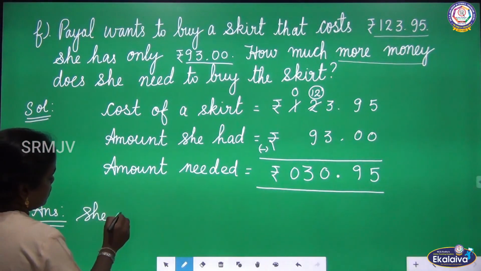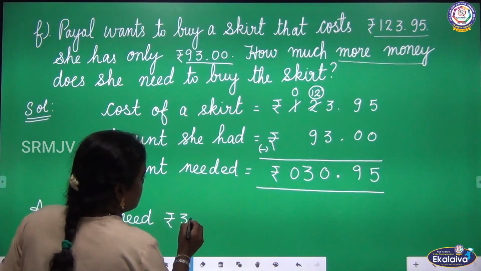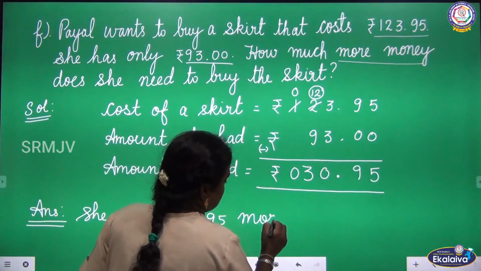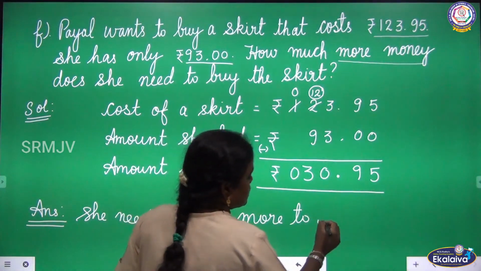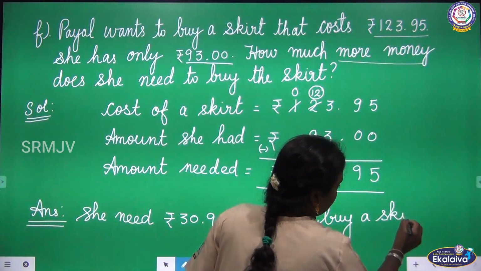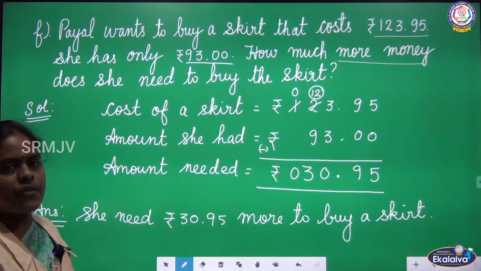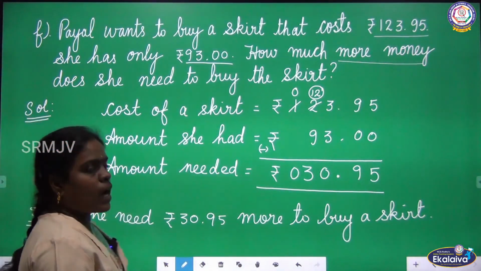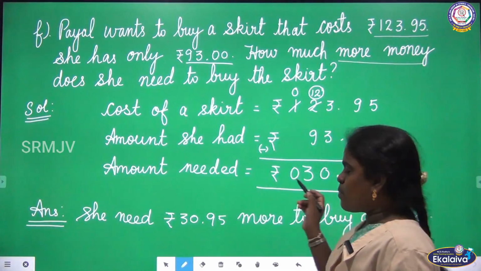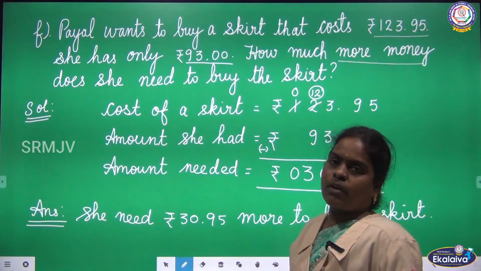She needs 30 rupees 95 paise more to buy a skirt. So by subtracting the amounts, which is the cost of the skirt and the amount she had, we can get the answer, that is the amount she needed to buy a skirt. The answer is 30 rupees and 95 paise.